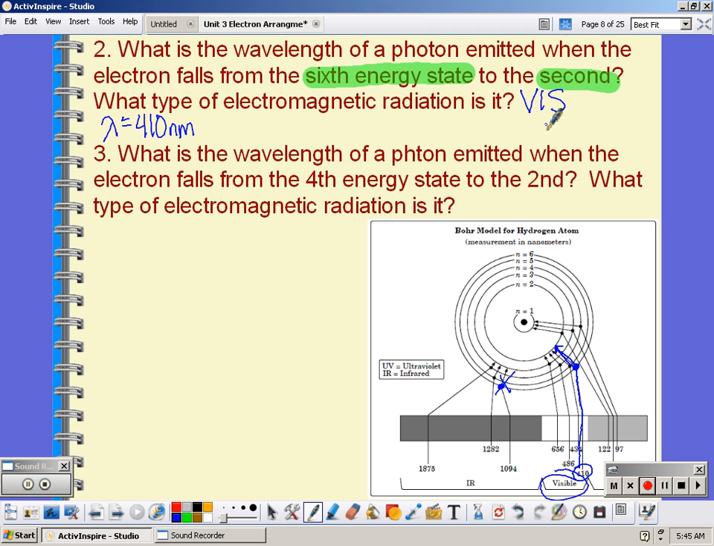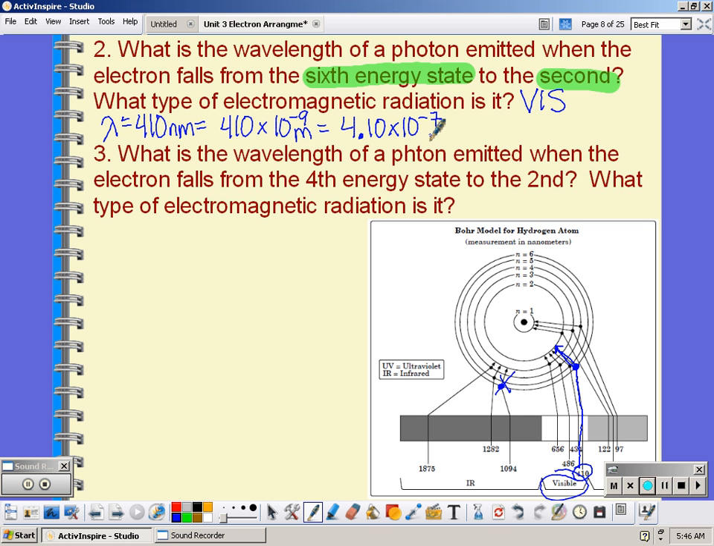Now, because it's visible light, we should be able to see a color. So now we're going to use the bottom part of our Bohr's model and relate this to color. The electromagnetic spectrum at the bottom is done in meters, though, not nanometers, so we have to convert. Well, nano means times 10 to the negative 9. So if we take 410 times 10 to the negative 9th and type that into our calculators, we would get 4.10 times 10 to the negative 7.